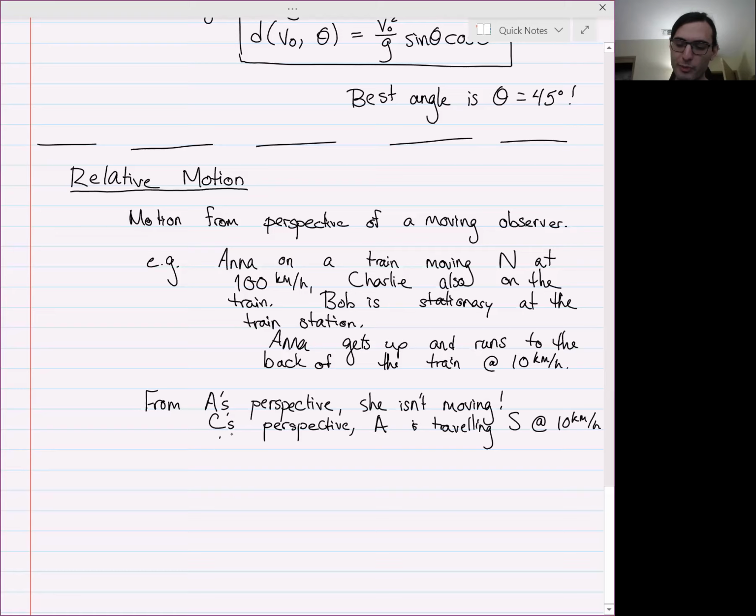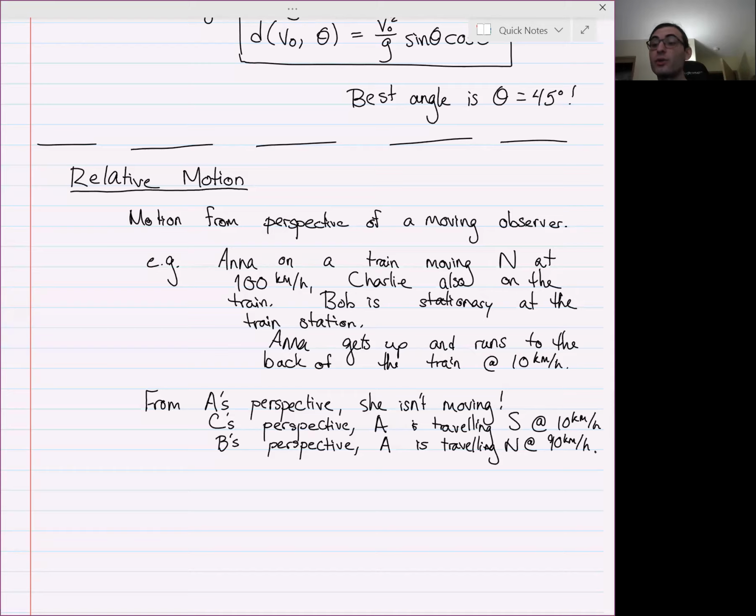From Bob's perspective, well, hopefully your intuition will let you understand where this comes from. Anna is traveling north at 90 kilometers per hour. Now, these have magnitudes, they have directions. From Anna's perspective, it's just 0 magnitude, so it doesn't need a direction. I mean, assume that the train is passing in front of him while she's running or something.